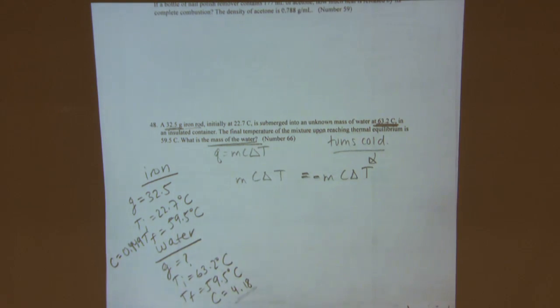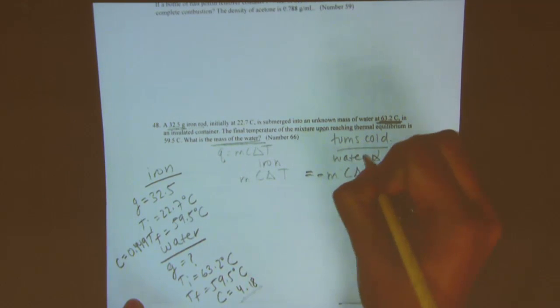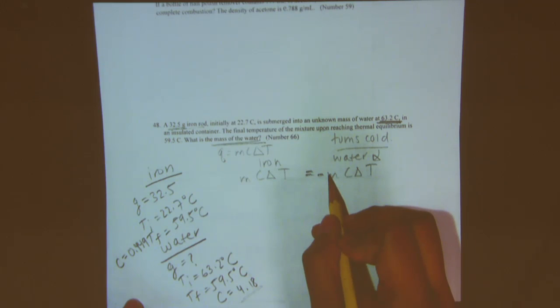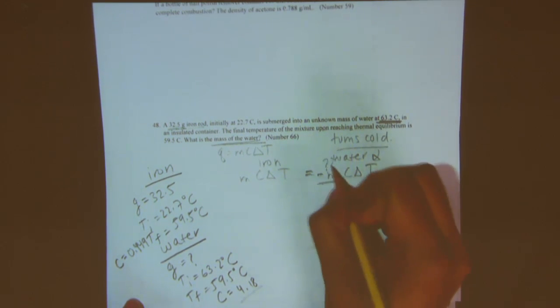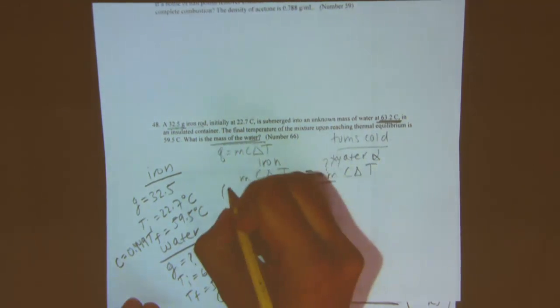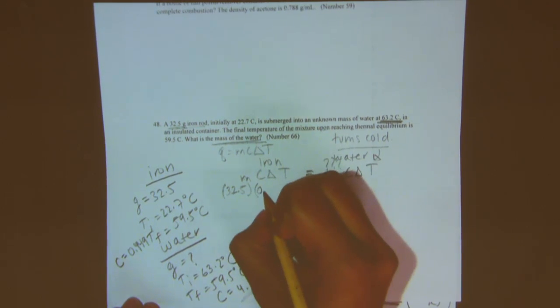Okay, so let's plug it in. This is iron. This is water. And what we're trying to find is mass, right? So am I trying to find this M or this M? Left or right? Right, exactly. So this is exactly what I'm trying to find in this problem. Okay, so my mass for iron is 32.5. My specific heat for iron is 0.449.